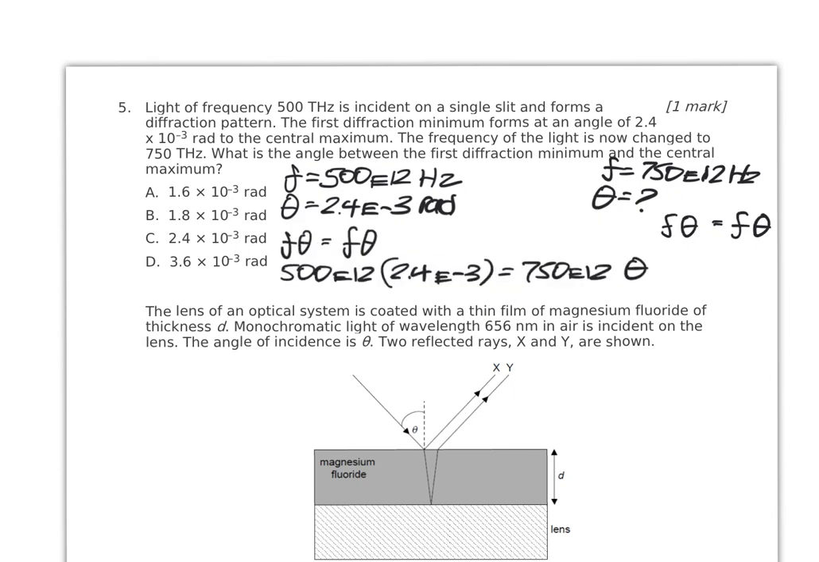And so we have 500 terahertz times 2.4 milliradians is equal to 750 terahertz times theta. So solve for theta, and we wind up with an angle of 0.0016, or 1.6 times 10 to the negative 3 radians. And that would be choice A.